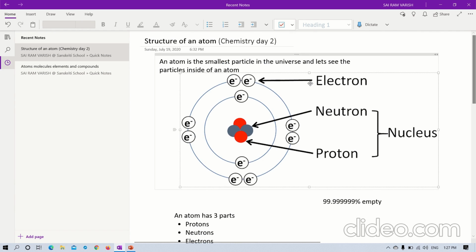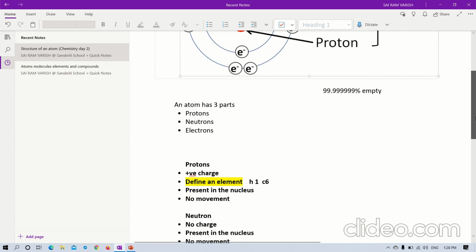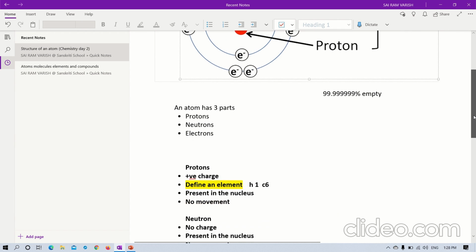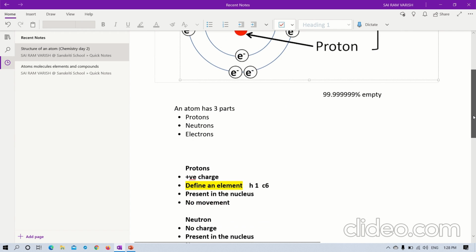Now, to summarize what we have learned, the structure of an atom, what is inside an atom, and we know that it's 99.99999% empty. So the rest, 0.000001%, contains all these different things. Now, you see a nucleus and the electrons revolving. The nucleus is very small. It's the center of an atom and it contains neutrons and protons. Protons are positively charged. They're present in the nucleus. They define an element, that is, the number of protons in an atom is equal to the atomic number, which is shown in the periodic table, as we have discussed, and they don't have any movement.